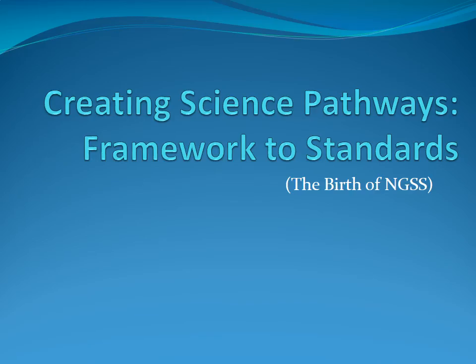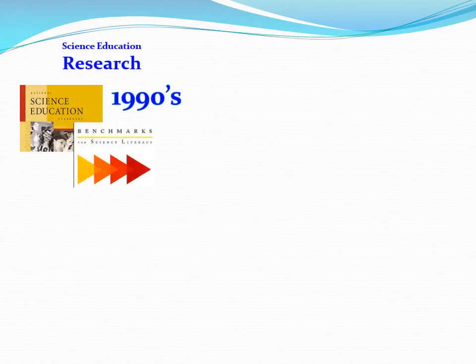So let's begin with creating science pathways, the pathway from framework to standards. In the early 1990s, and even before that in the 1980s, some science educators were aware of a problem that we had in K through 12 education in California and in many states across the country, and that was that there were no standardized expectations or standards for students in kindergarten through 12th grade.